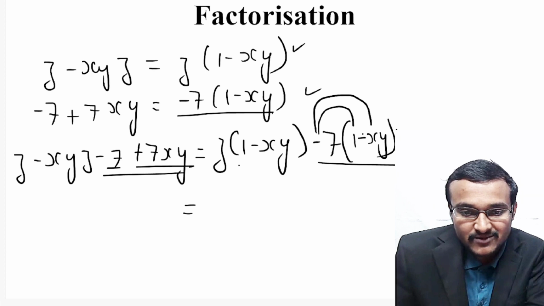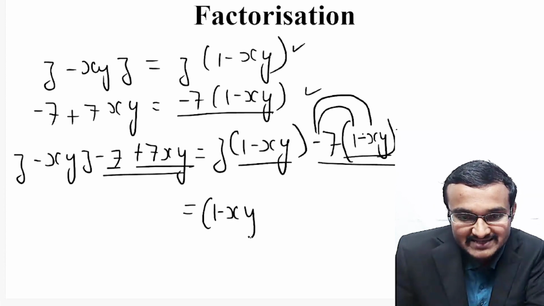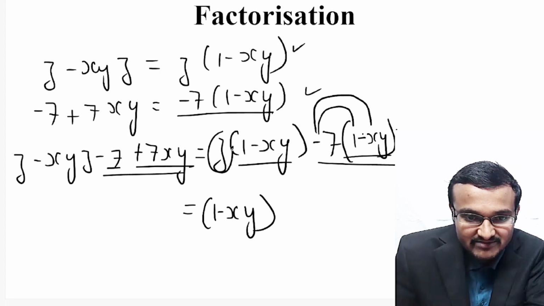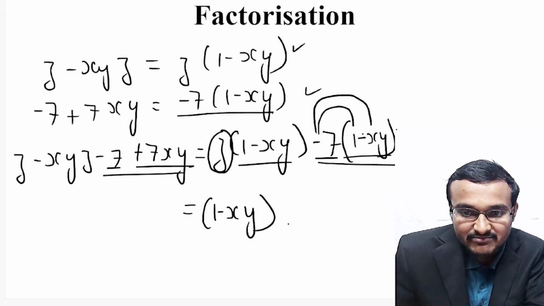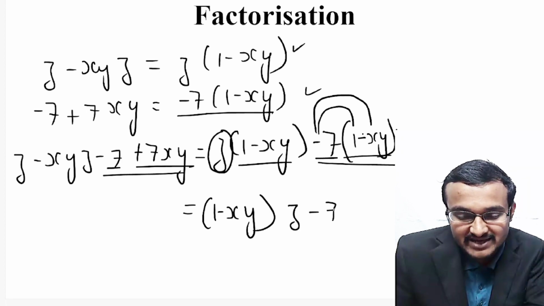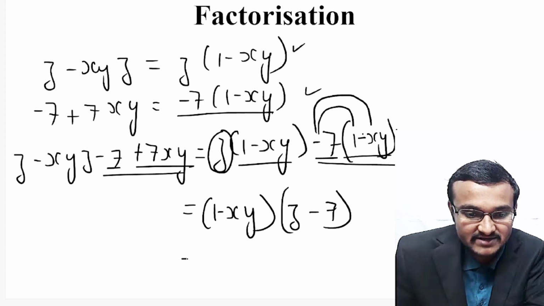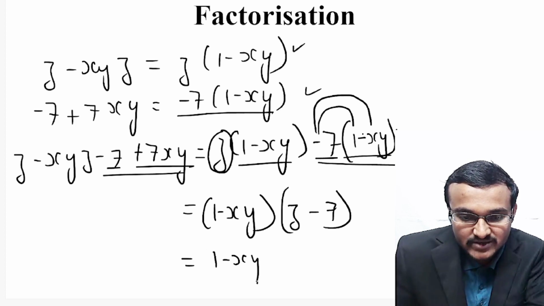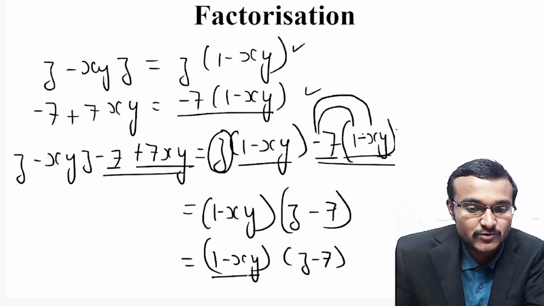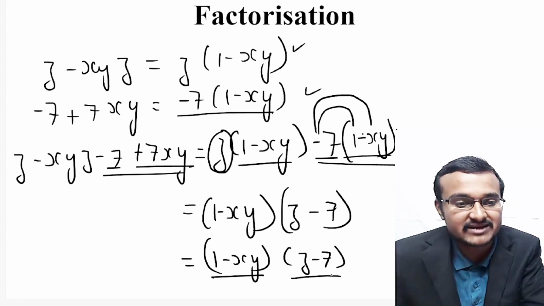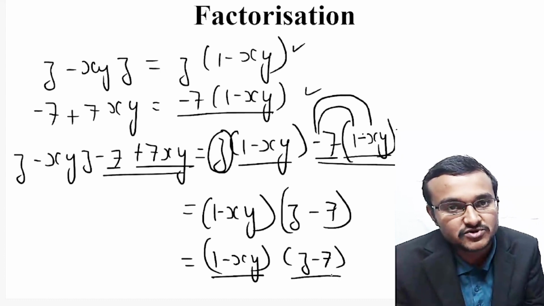So now here 1 minus xy you can take as common. So 1 minus xy is common. So z will be remaining here and minus 7 will be remaining. So z minus 7 will be remaining inside the bracket. So 1 minus xy into z minus 7 are the factors. So here 1 minus xy is one factor, z minus 7 is another factor for this particular fifth question.